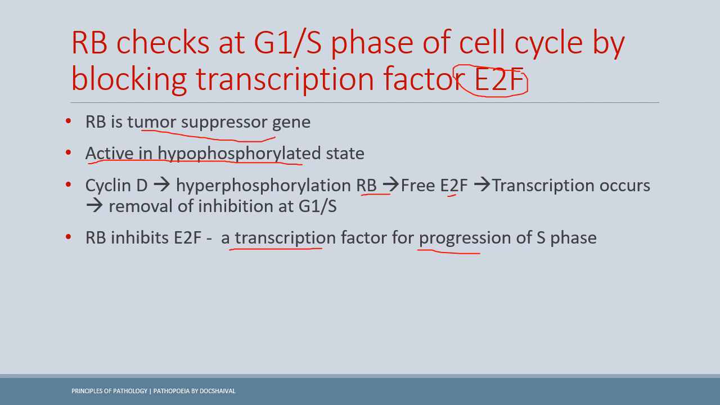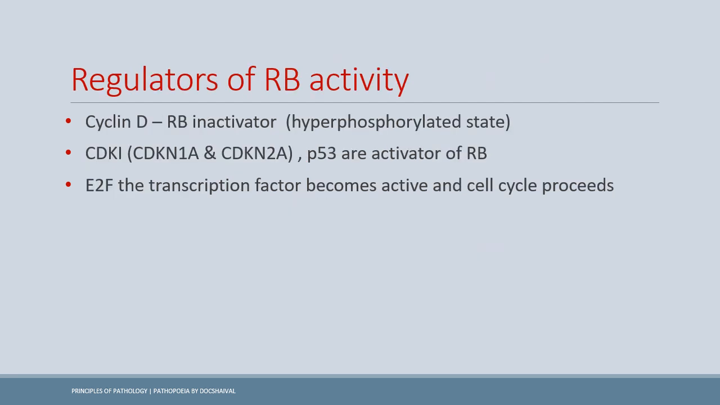Now, who regulates the retinoblastoma gene activity? As we have seen in the flow chart, before RB comes the cyclin D or the CDKIs, and after RB comes E2F. So we can think easily that cyclin causes the cell cycle to move ahead and to progress. Therefore, if cyclin is active, then obviously the retinoblastoma must inactivate itself, and that is when it is in the hyperphosphorylated state.